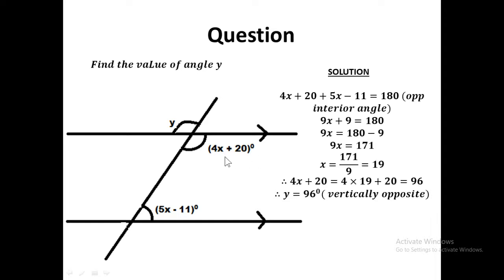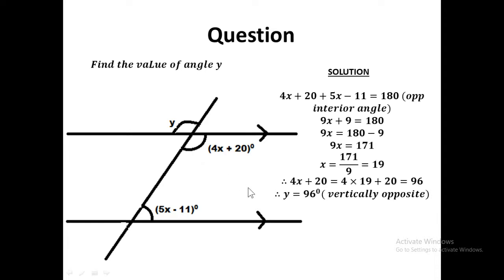So if you put your 19 here, where your x is, you can simplify that and get the total angle that is here. That means you have 4x plus 20 equals 4 times 19 plus 20. Then if you simplify that, you have 96. So that means the total angle here is 96. So if this angle here is 96, what is angle y? Angle y is also 96 degrees, because there's a relation between this angle here and this angle here. What is it? They are vertically opposite angles.